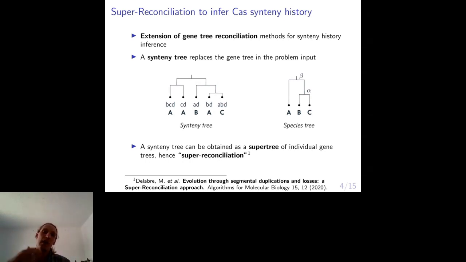The context is taken as a problem input. It's a synthesis tree that will replace the gene tree. And after, we will fit the synthesis tree into the species tree to reconcile, to infer the evolutionary history of a synthesis. So we call it a super reconciliation due to the fact that the synthesis tree can be obtained as a super tree of individual genes. And it was first used in the publication from Matteo and colleagues in 2020.